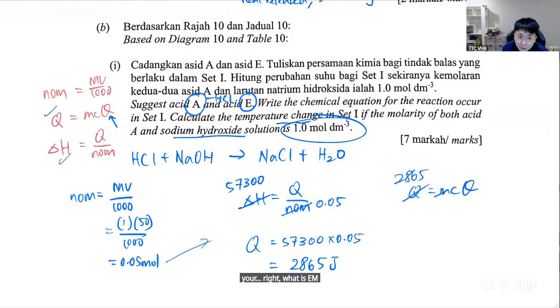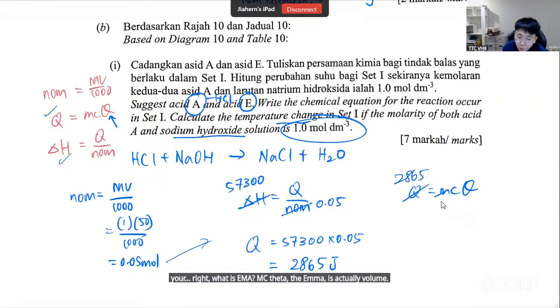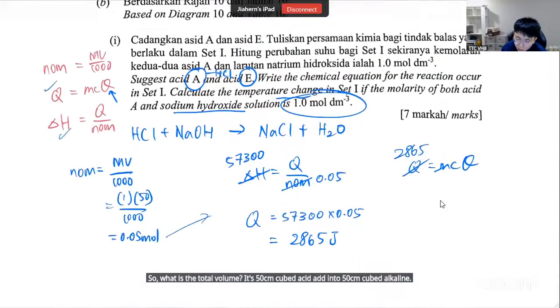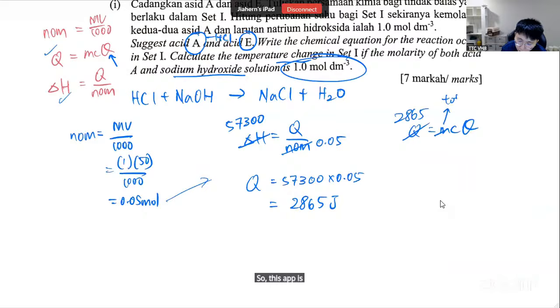What is M? In MCθ, the M is actually volume. So what is the total volume? It is 50 cm³ acid added into 50 cm³ alkaline. So this M is the total volume in MCθ, so it's 50 plus 50, so it's 100. So it's 2865 equals 100.